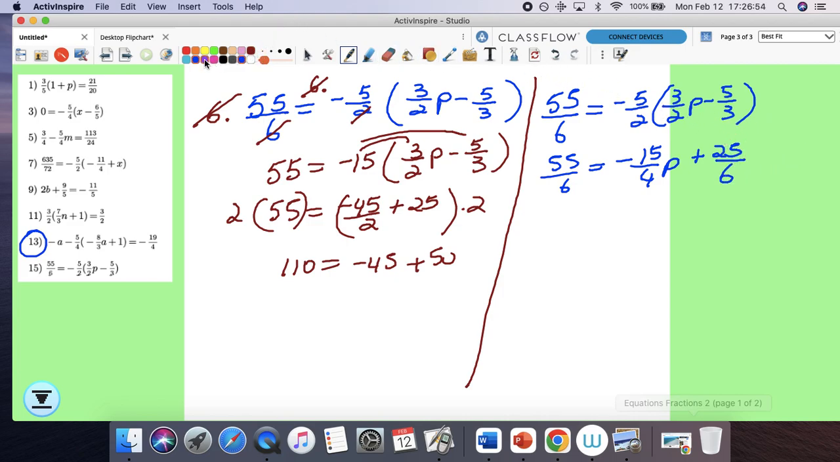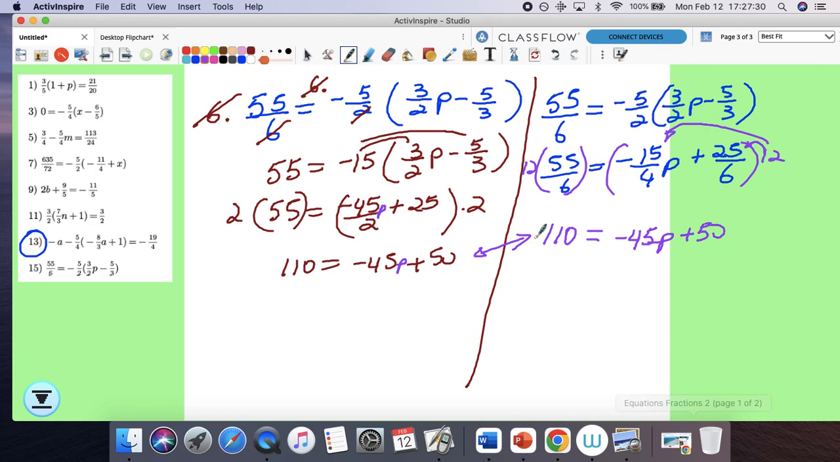Now, I can eliminate the denominators by multiplying everybody by 12, because that's the LCM between 4 and 6. 12 divided by 6 is 2, and 2 times 55, I get 110. Now let's do the distributive property, the 12 and this guy first. 12 divided by 4 is 3, and 3 times 15 gives me negative 45p. Okay, I forgot the p here, and p here. And then this and this, 12 divided by 6 is 2, and then 2 times 25 gives me 50. Notice I get to the same spot.